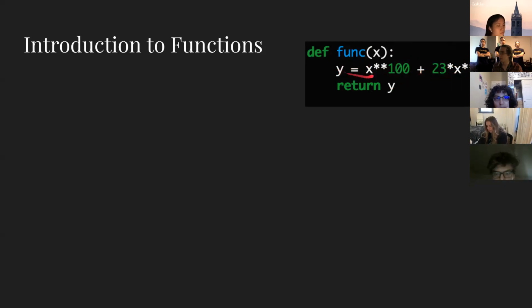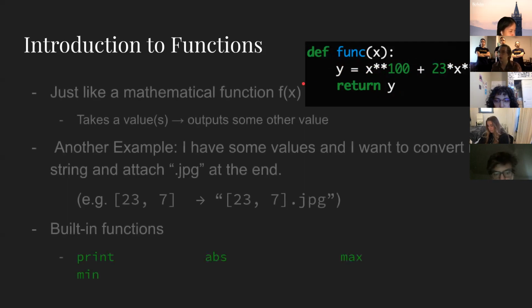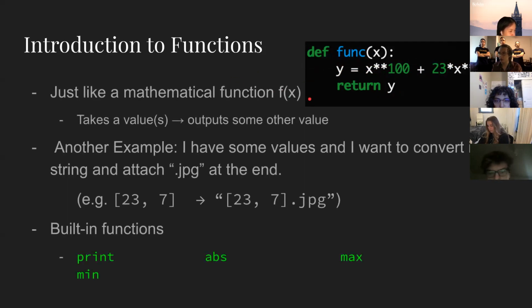And then once we have this variable y inside of our function, we return that variable. So this is our return statement. We have our head, which is the defining part of the function. We have the body, where all the calculations happen, and then what it spits out at the end is your return statement. Cool. So just like a mathematical function, f of x, it takes a value or values, and it outputs some other value.